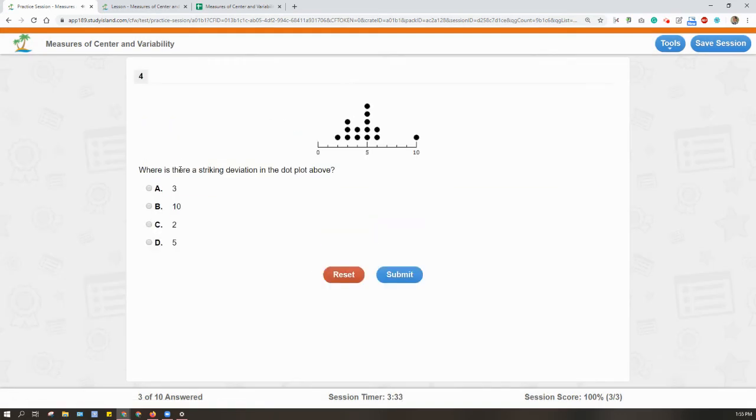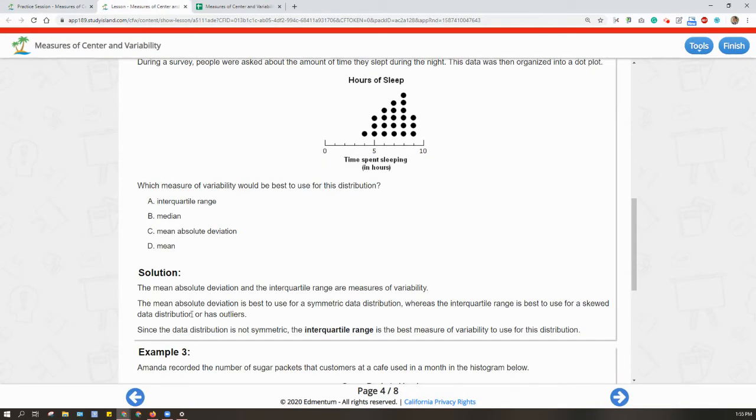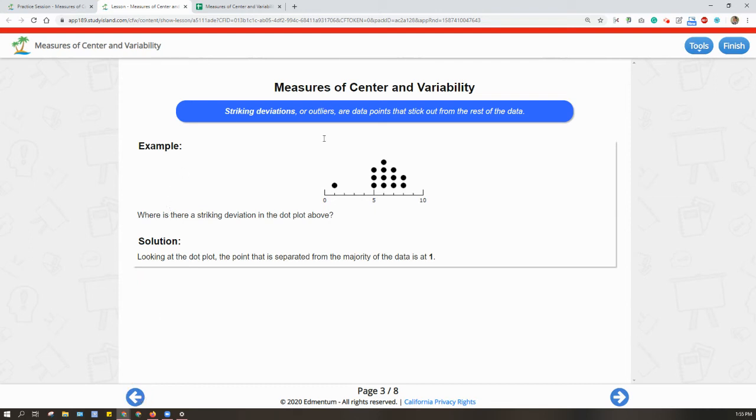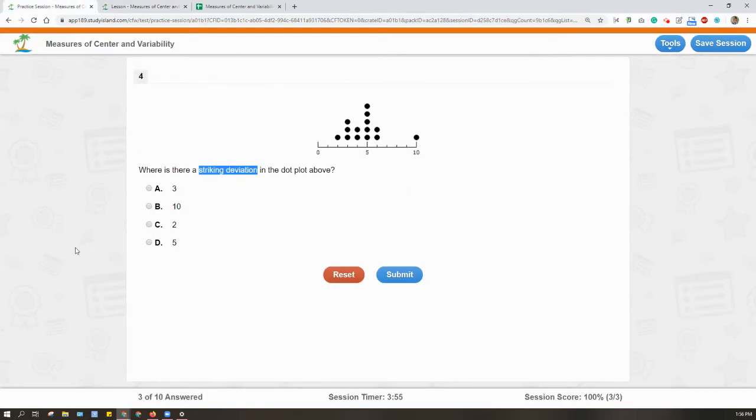Number 4, where is there a striking deviation? What in the world is that? A striking deviation is an extreme point. You can find an example of this on page 3 of your lesson. Where is a striking deviation? Looking at the dot plot, the point that is separated from the majority of the data is the striking deviation. And that point is at 1 on this dot plot in the example. Where is that right here? Where's the point that's separated from the rest of the data? And it's this point way over here on its own, over by 10. So that's the answer there.